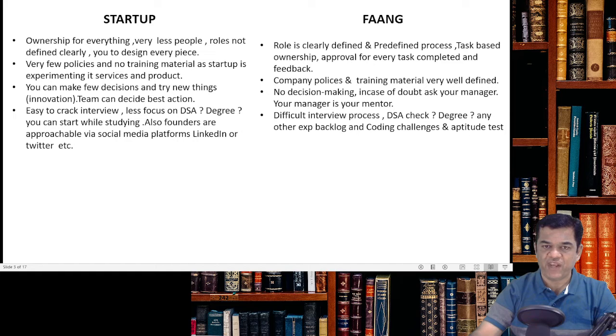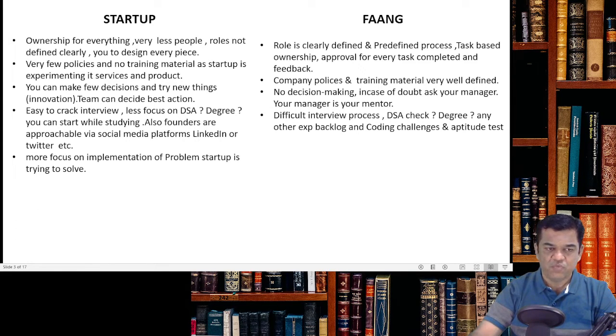Whereas in FAANG, it is very difficult to clear the interview. DSA check is always there. Degree is always checked. Any backlog, coding challenges, aptitude test, all the process is followed and it's very difficult to get through the interview process.